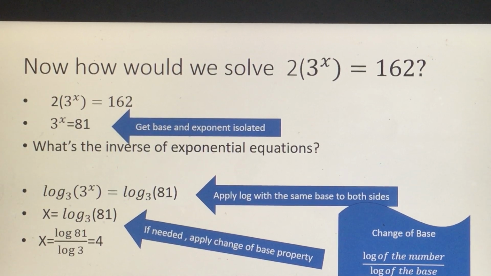Okay. And then let's go back and check. What's 3 to the 4th power? Well, 3 squared is 9, so 3 squared times 3 squared is going to be 3 to the 4th, and that's 9 times 9, so that's 81, and 2 times 81 is 162.